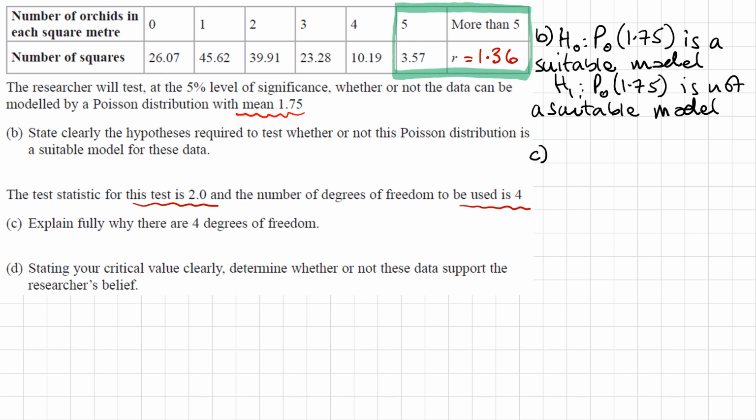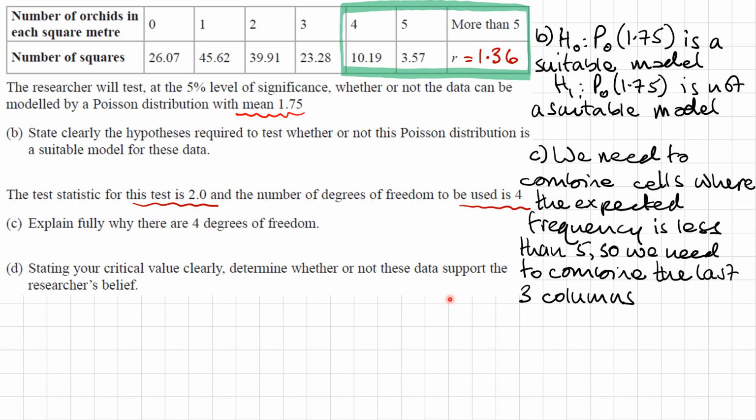So if we add together 3.57 and 1.36, that only makes 4.93. So combining these two columns still doesn't give us an expected frequency greater than 5. So in fact, we've got to combine these 3 columns to ensure that we get an expected frequency greater than 5. So we'll write that down first. We need to combine cells where the expected frequency is less than 5. So we need to combine the last 3 columns.